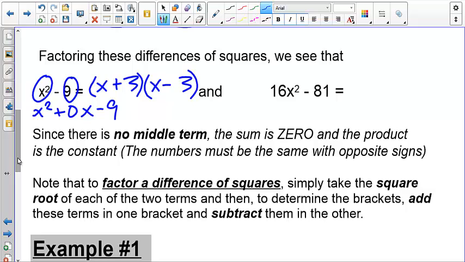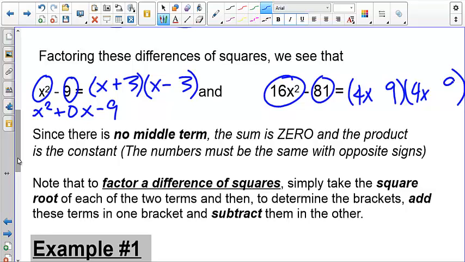The same thing goes with our 16x squared minus 81. If we want to go in reverse, we know it was the result of a FOIL question. Take the square root of the first term: the square root of 16 is 4, and the square root of x squared is x, so my first term is 4x. My second term is the square root of the second thing, so the square root of 81 is 9. And that middle term disappeared, so one of these is a plus and one is a minus, because it would have canceled itself out.